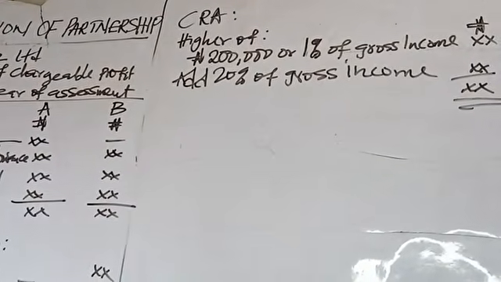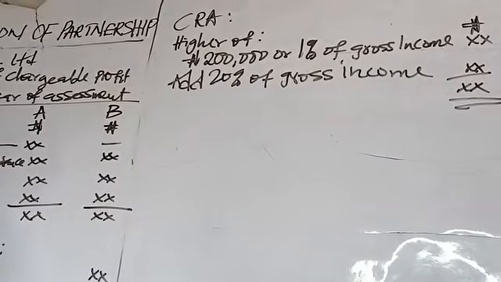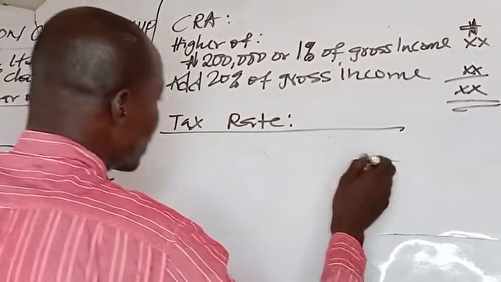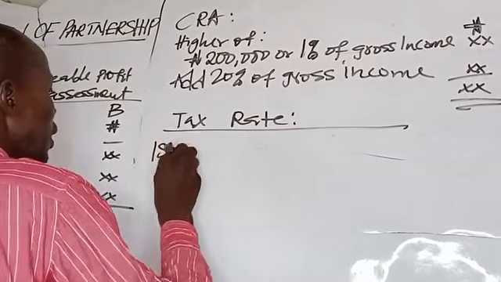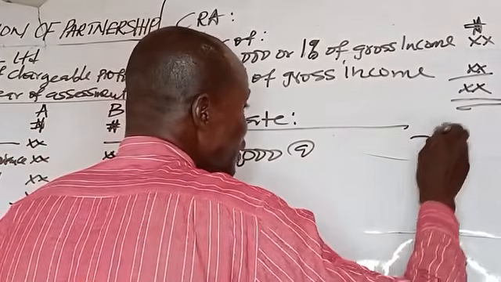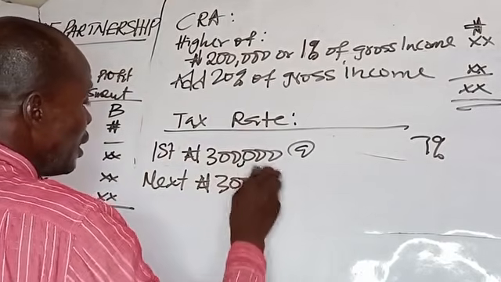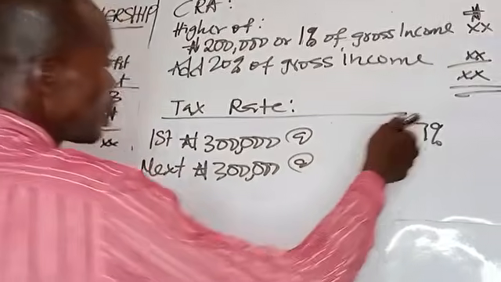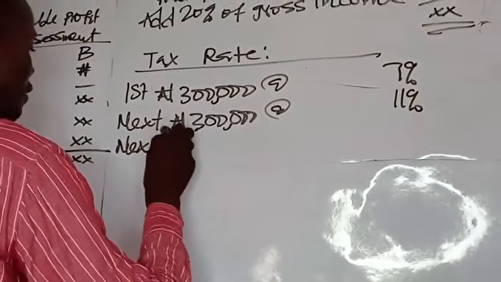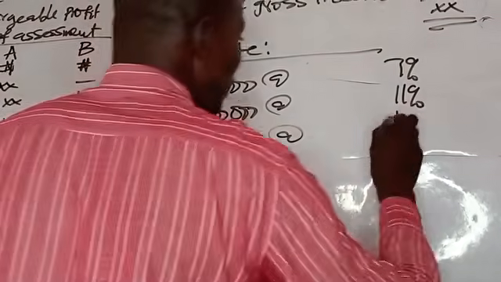Then you apply your tax rate to get your tax payable or tax liability. Tax rate, you apply the personal income tax rate. First 300,000 naira will be taxed at 7%. Next 300,000 naira will be taxed at, if you add 4% to 7%, you have 11%. Next 500,000 naira will be taxed at, add 4 to it, you have 15%.